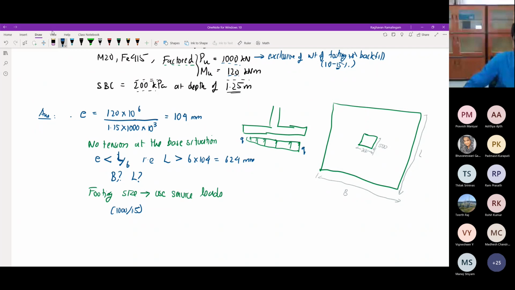And then there is the extra 15% for the weight. So that is divided by the area of the footing. So P by A plus, actually let me take plus only, plus the moment, which is 120. That is also factored, so I have to divide it by 1.5, divided by the section modulus Z, which is B L square by 6. This should be less than or equal to 200.